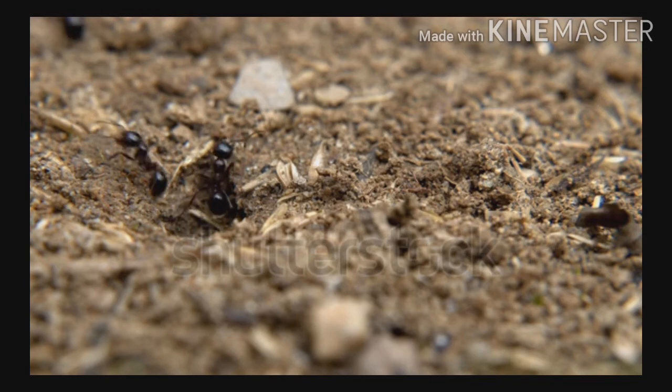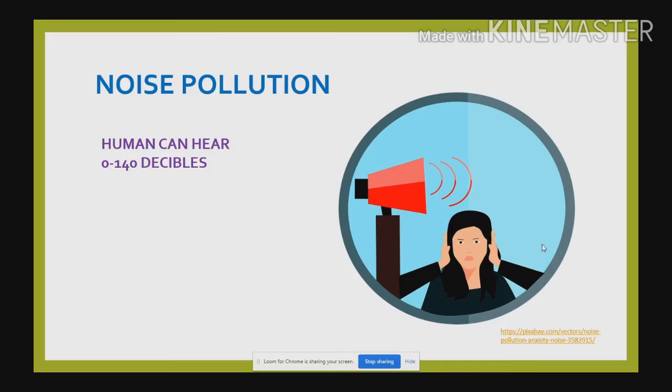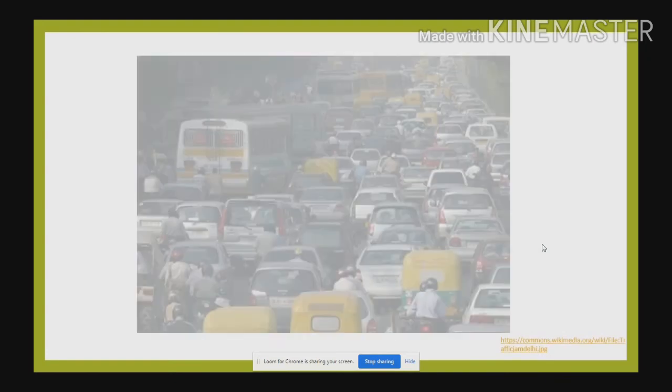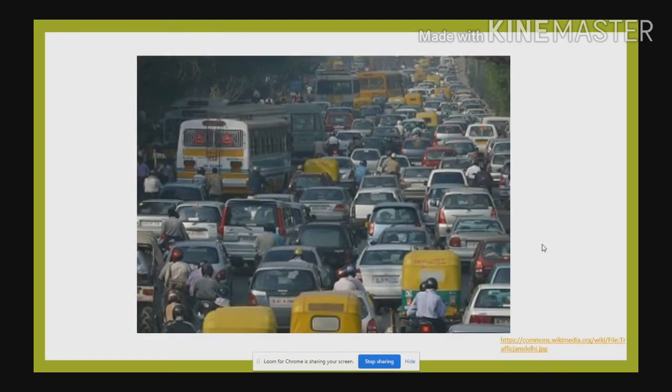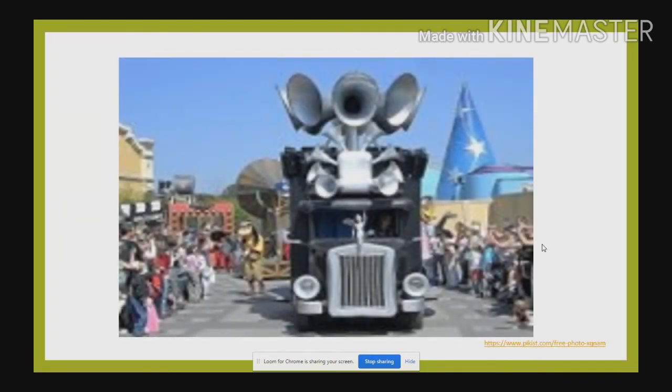Here you see, this is noise pollution. The fact is, humans can hear only 0 to 140 decibels, right? But the cacophony of sounds created by the engines and vehicles are the main reasons for noise pollution. Of course, loudspeakers we use during our celebrations also create noise pollution. Noise pollution causes so many neurological disorders and it damages our hearing systems.